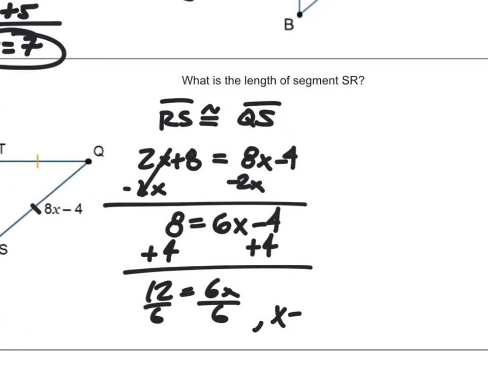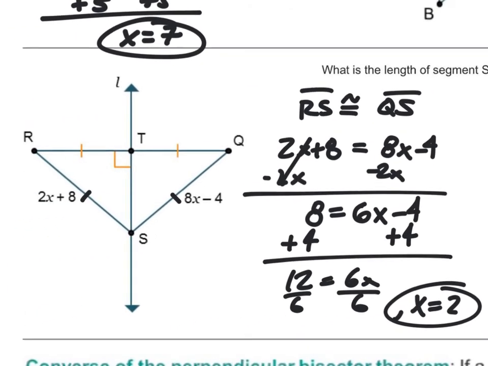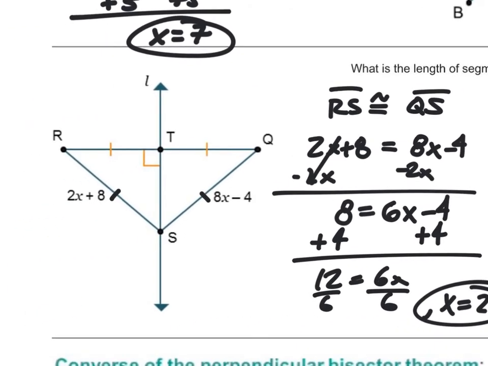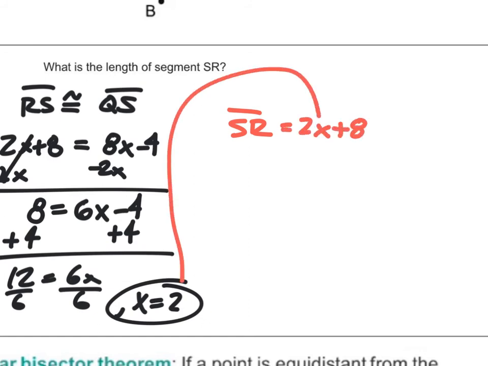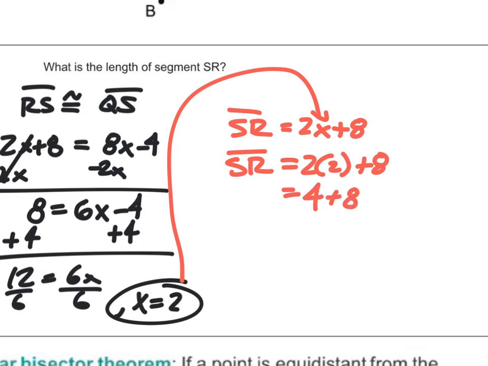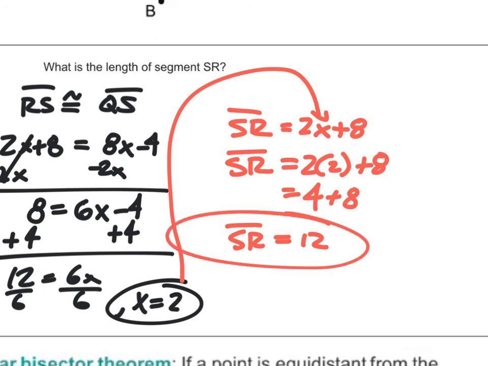Okay, and so once I have that, we come back. We're trying to find what SR was, all right? And SR had a value of 2x plus 8. So I'm going to come over here and write that SR had a value of 2x plus 8. And I want to plug in this 2 for x over here. So we get SR is equal to 2 times 2 plus 8. So this gives us 4 plus 8. And so we know that SR has a length of 12. Okay, and that's it.